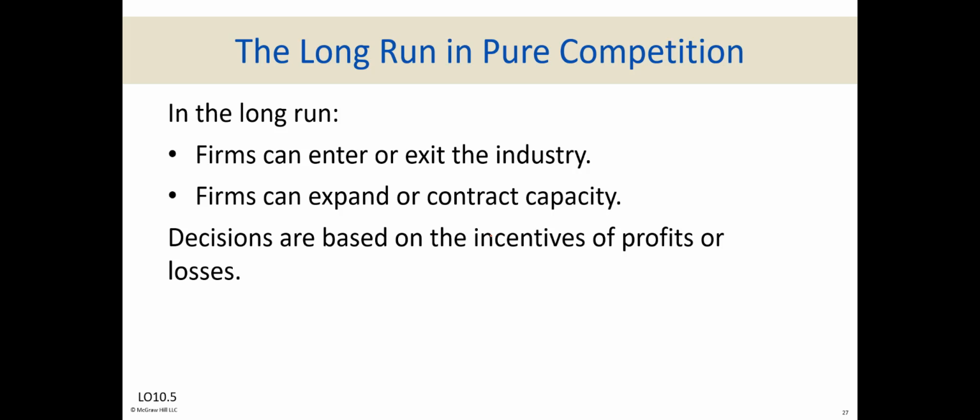In the long run, firms can enter or exit the market in pure competition. For example, in the technology industry, if there are high profits in making smartphones, more companies will enter the market. If the profits decrease, companies may stop making smartphones or switch to something else. This ability to adjust is what defines the long-run scenario for pure competition.